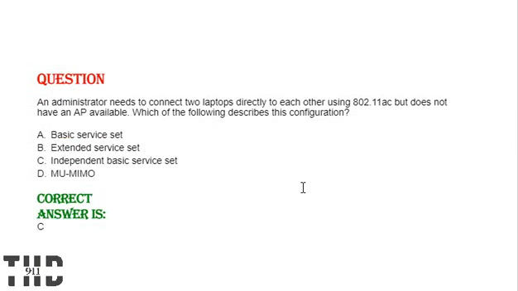The administrator needs to connect two laptops directly to each other using 802.11ac but does not have an IP available. Which of the following describes the configuration? Option A, basic service set. Option B, extended service set. Option C, independent basic service set. Option D, MU-MIMO. The correct answer is option C.